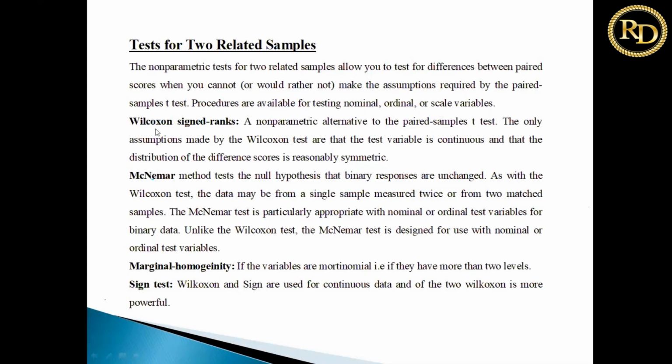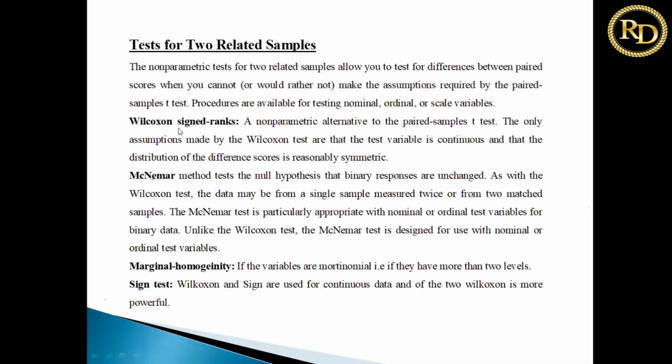For this we use the Wilcoxon signed rank test, a non-parametric alternative to the paired sample t-test. The only assumptions made by the Wilcoxon signed rank test are that the test variable is continuous, as for all the non-parametric tests, and that the distribution of the difference scores is reasonably symmetric. It is not exactly normal, but it should have an almost symmetric shape.